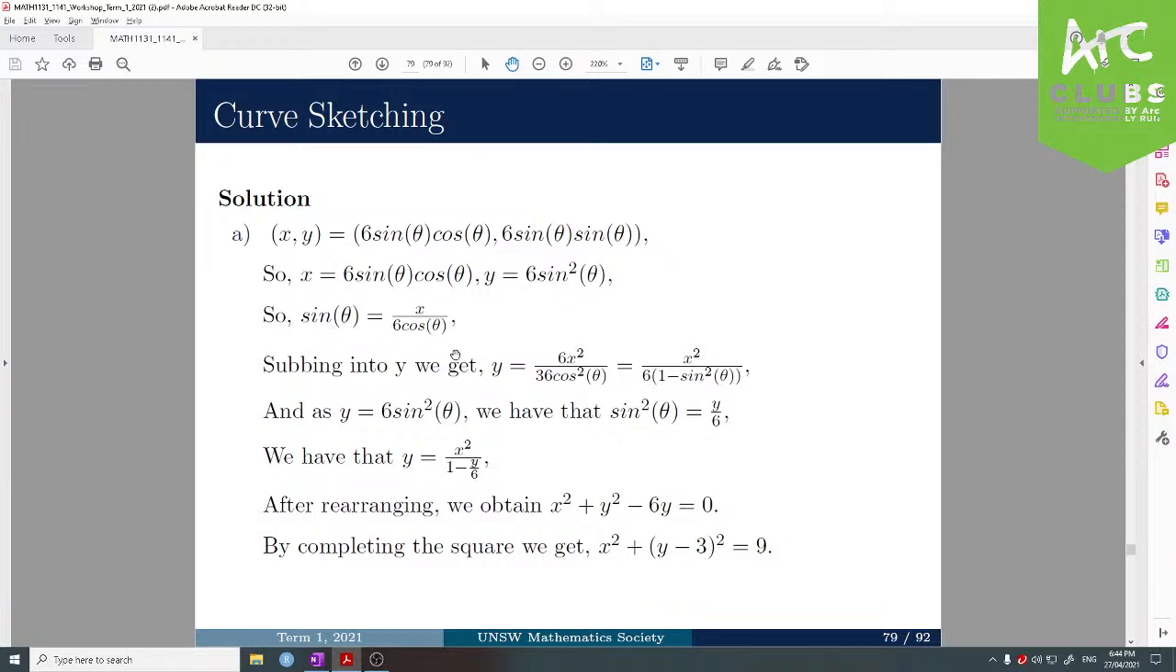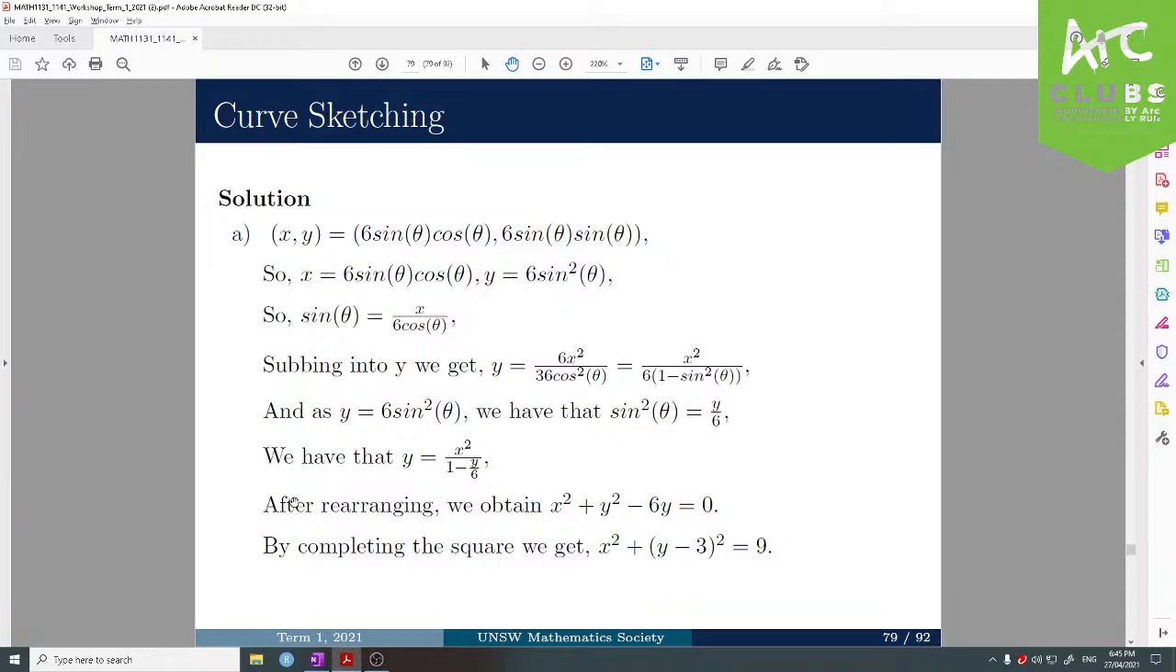We can then sub this into our y, and we get y equals 6x squared over 6 squared cos squared theta, right? Because we have sine squared theta here, so we have to square this term. So x squared over 6 squared cos squared, which then gives us x squared over 6, because 6 and 36 will cancel out, and we're left with 1 minus sine squared, right? So we're just using the trig identity here. And then furthermore, as y is 6 sine squared theta, we can rearrange for sine squared, and we get y on 6, which we can then plug back into here.